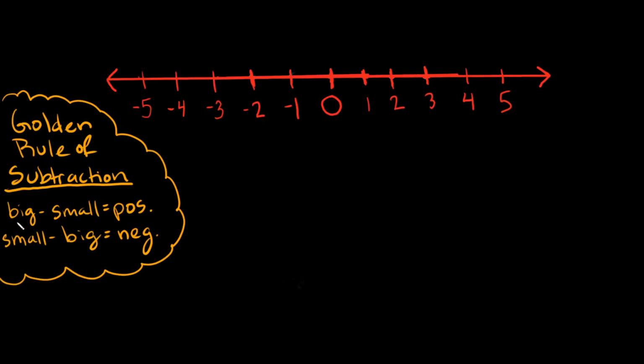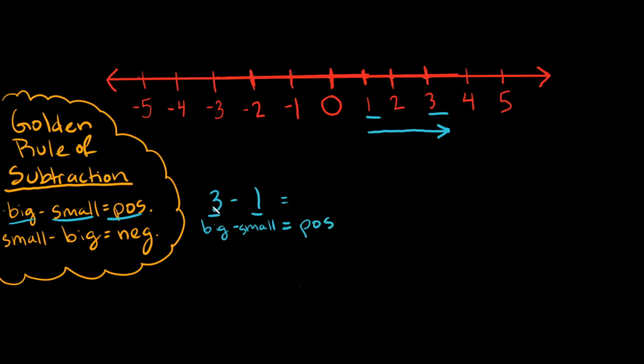So for example, we'll start with this first one, big minus small. What if I gave you the problem 3 minus 1? Which number is bigger here, 3 or 1? This is going to equal something, right? So we got 3 and 1. Which one's bigger? Well, 3 is bigger because it's further to the right. So this number is bigger, and we're subtracting away a smaller number. So big minus small, according to our golden rule, big minus small should be positive.